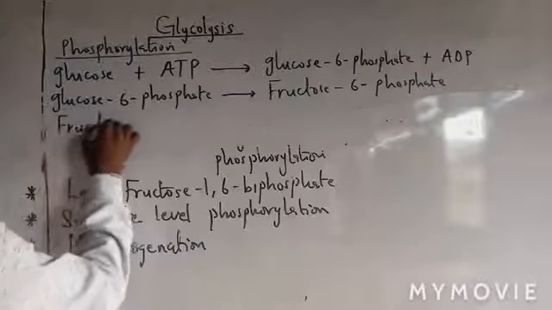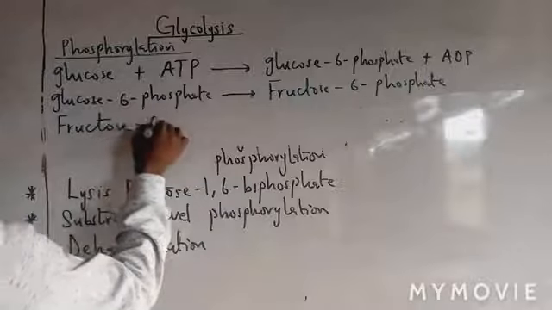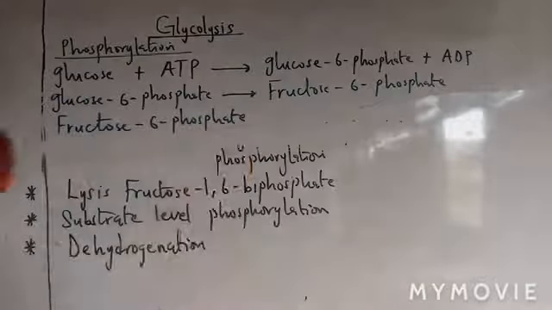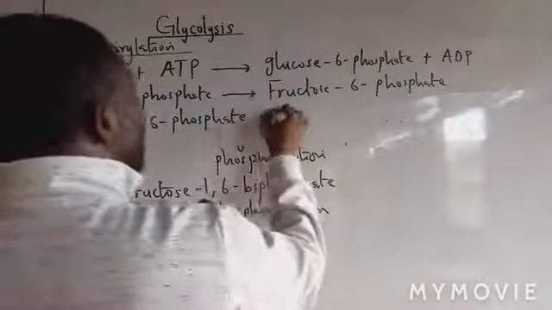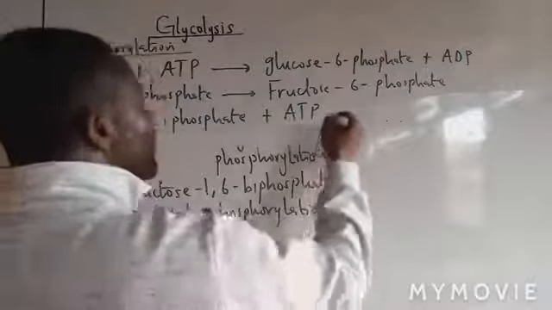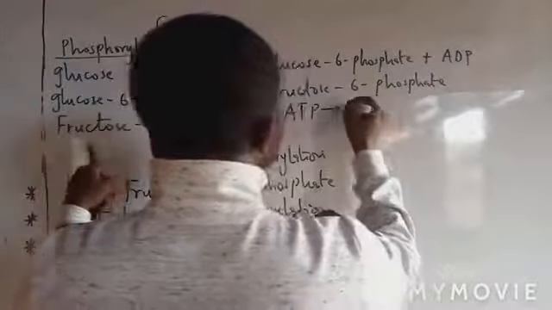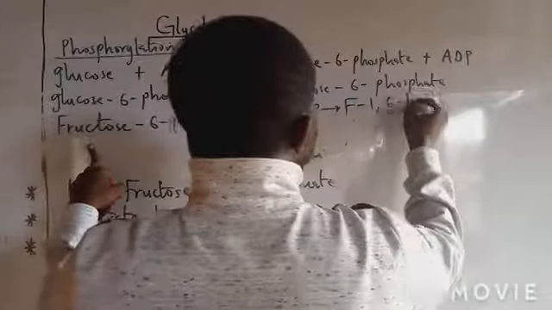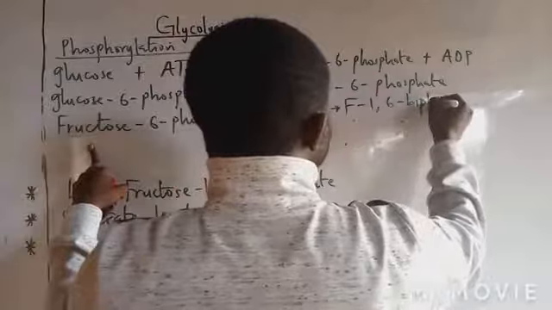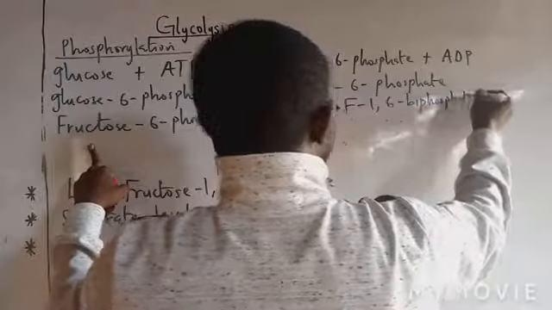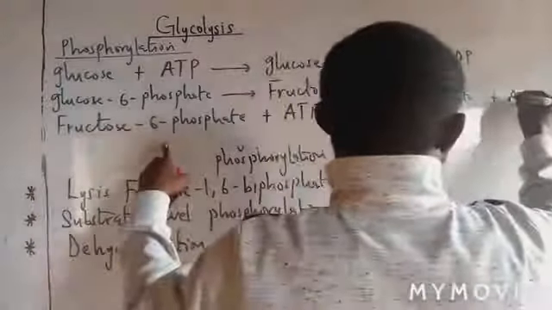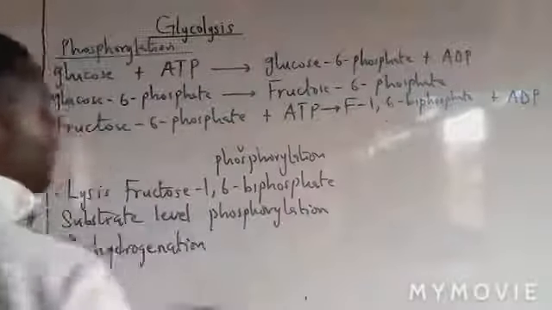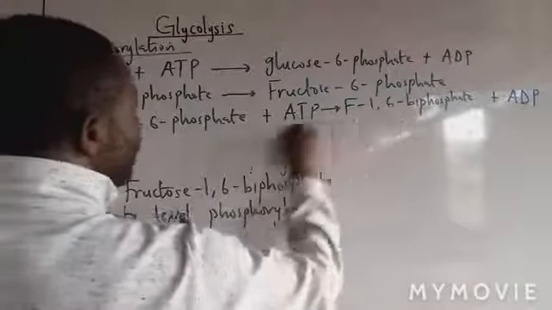Fructose 6 phosphates can then take up another ATP to give fructose 1,6 biphosphates plus ADP again.